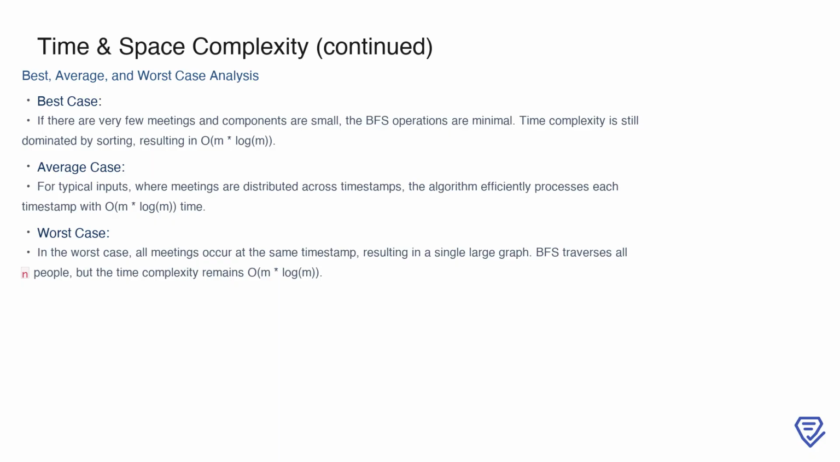In the worst case, all meetings occur at the same timestamp, leading to a single large graph. While BFS would traverse all n people in this scenario, the dominant term still remains the sorting step, so the time complexity remains O(m*log m). This consistency across cases demonstrates the robustness of the optimized solution.